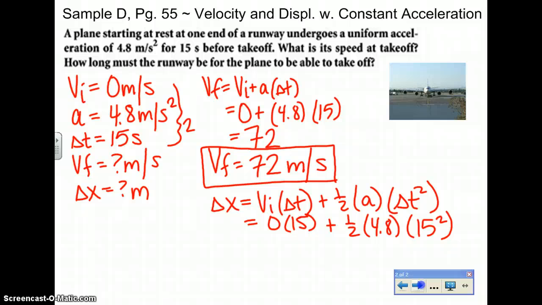Check out how simple this is. Guys, what's 0 times anything? 0, right? So all we pretty much have to be concerned with is 15 squared times 4.8 times 0.5. Put that in your calculator right now, please. 15 squared times 4.8 times 0.5. Your calculator should read 540. Oh, this is getting too simple. 540 only has 2 sig figs. Therefore, your final answer, 540 meters.